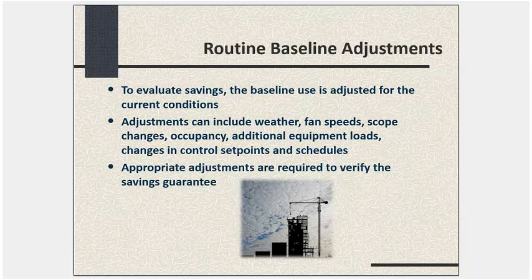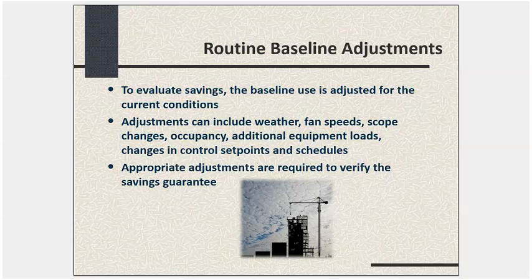So I'm going to just touch on a few routine baseline adjustments. If you want to evaluate savings, to adjust the baseline use for current conditions, that's a pretty common thing that can occur. And these are just some examples. Fan speed, a scope change, additional equipment loads, changes in control set points and schedules. All of those could require you to make a modest adjustment to a baseline. And that could impact the savings guarantee in a small way, typically.